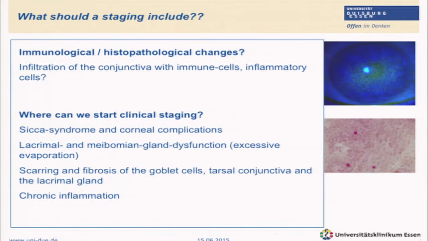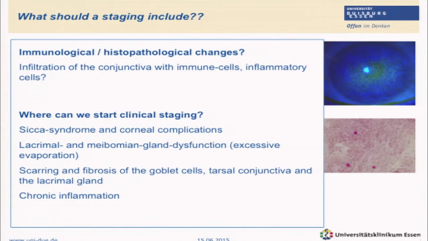The question is, what do we want to include besides the clinical findings? Is there any implication for immunological or histopathological changes in the staging of complications on the ocular surface? Do we want to know if immune cells invade the conjunctiva and in which period of time after radiation? And do we want to know maybe the specifications of inflammatory cells? And where can we really start with clinical staging, or what is applicable for most clinical studies?